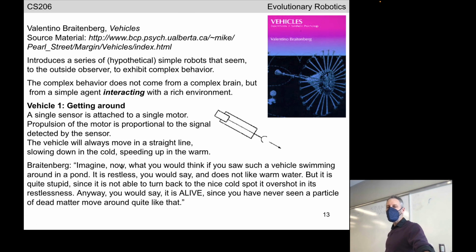Breitenberg said, imagine what would happen now if you took that vehicle and you dropped it into a pond. It's restless, you would say, because it doesn't seem to like warm water. So imagine we have this temperature sensor here.